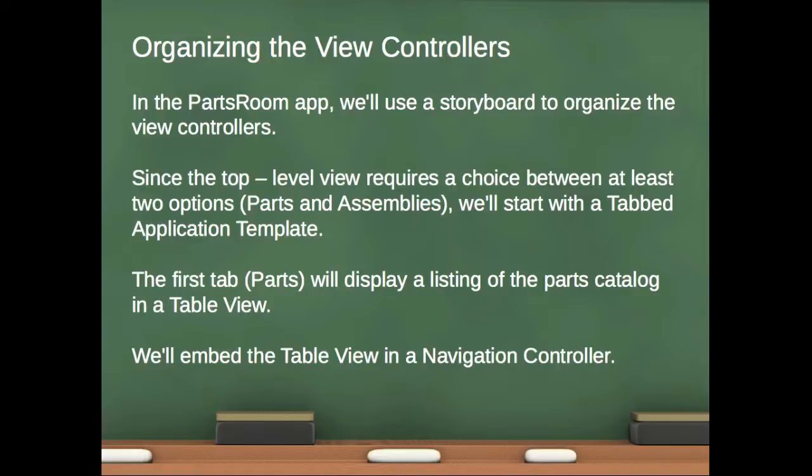The first tab, the Parts tab, is going to display a listing of the parts catalog that we already have in our model, and this listing, of course, will be in a table view. Now, since that's in a table view, and table views really like to be embedded in navigation controllers, we'll embed the table view in some subclass of a UI navigation controller, or actually a UI navigation controller itself. So let's look at the overall organization.